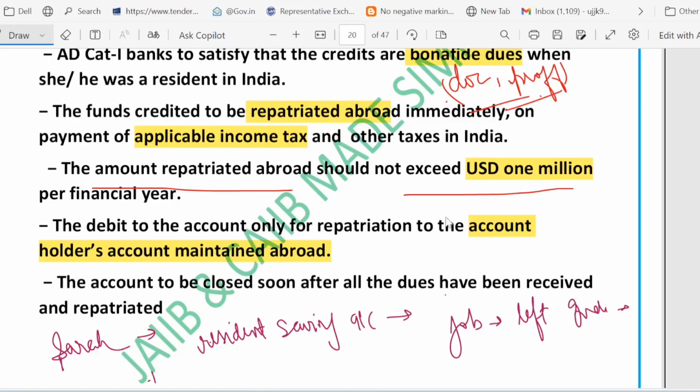The $1 million cap is there, right? $1 million per financial year. Then I told you that the destination for repatriation goes only to the account holder's overseas account, and finally the account should be closed after dues are collected.